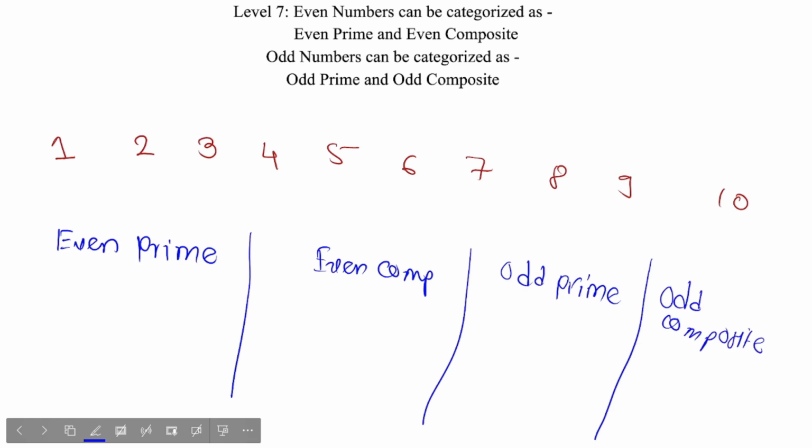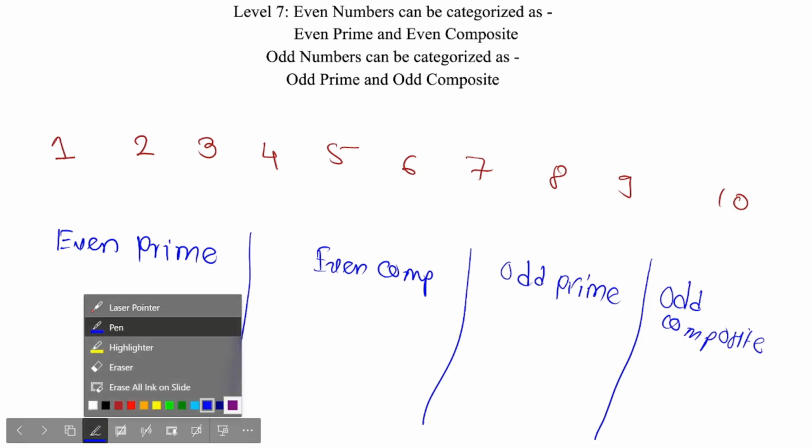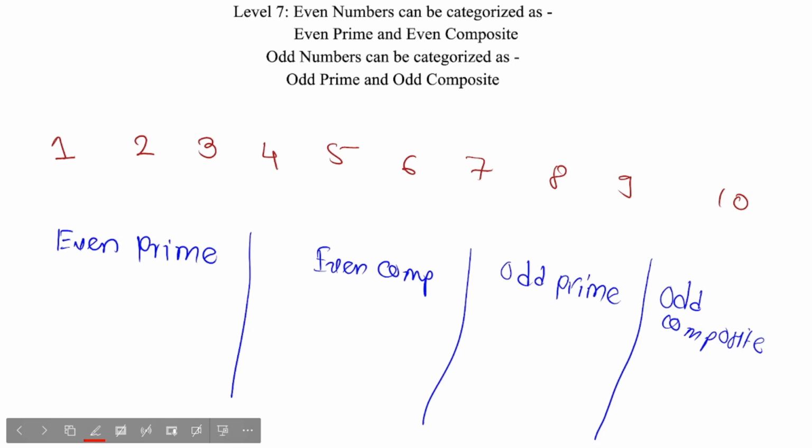Right? So first, before going to even prime and even composite, focus on the first word. What is the first word? The first word is nothing but even. So let us identify the even numbers first. What are the even numbers? 2 is an even number, 4 is an even number, 6 is an even number, 8 is an even number, and 10 is an even number. So I have written the even numbers on top of even prime and even composite.